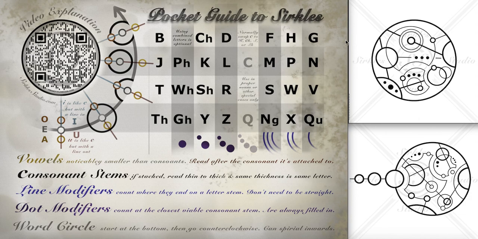I'm first going to talk a little bit about the nature of this script before getting into the direct letter-to-letter translation of these designs. This script is quite a bit different than normal English, with letters and words read left to right, because it's set up reading bottom counterclockwise. So the word circle starts at the bottom and then you go counterclockwise, and it can spiral inwards. So here's the word circle here, and on this individual word, bottom would be here, first letter, counterclockwise.